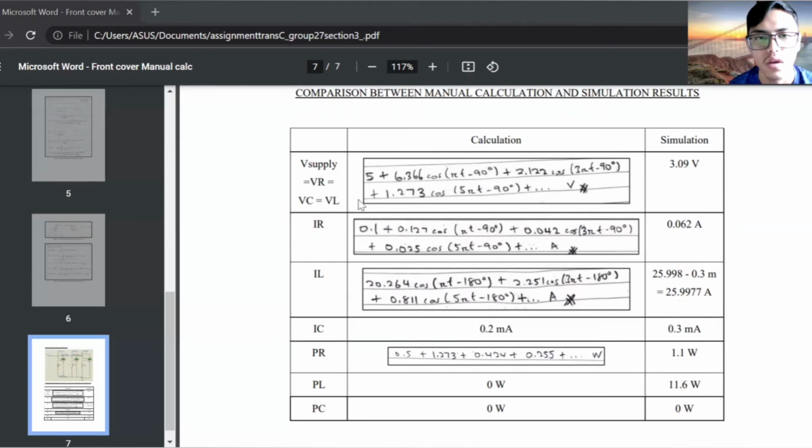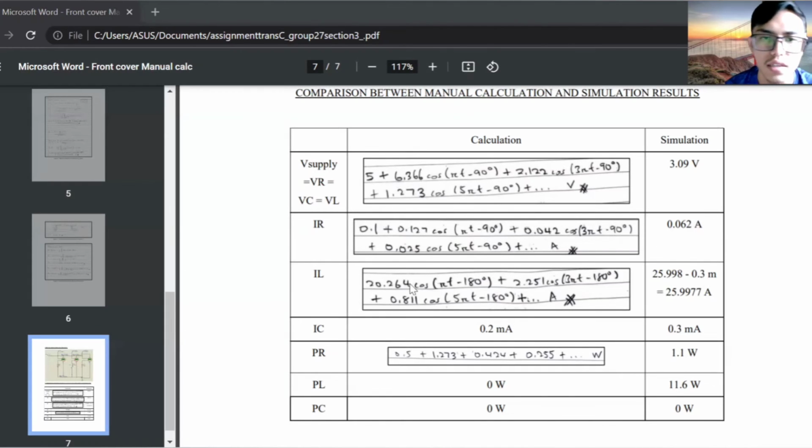For the current at the resistor, we get for the calculation 0.1 DC current and the first three terms for AC current. And for the simulation, we got 0.062. That's close to 0.1 ampere. So that is about 0.5 ampere to 0.7 ampere difference between calculation result and simulation result.